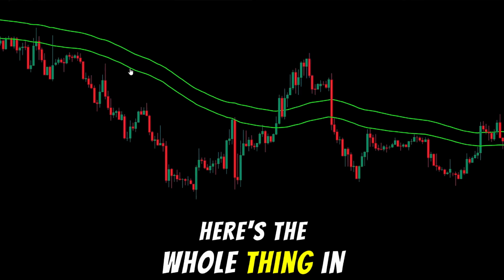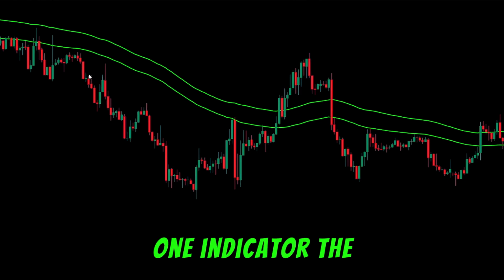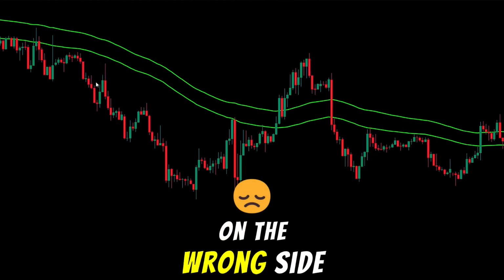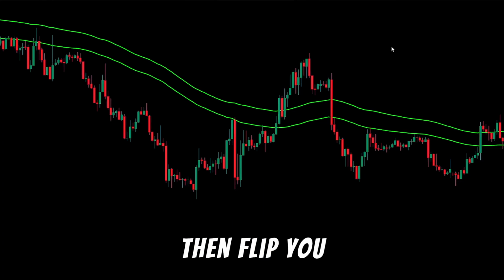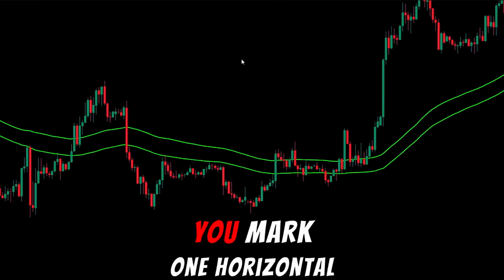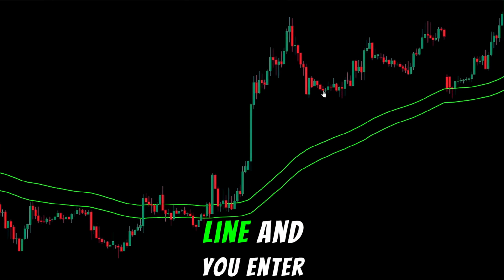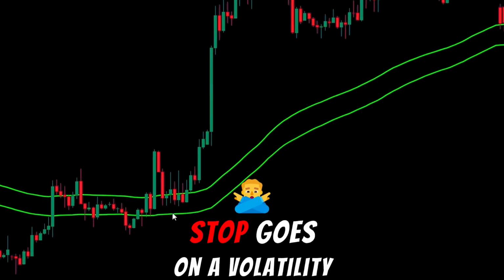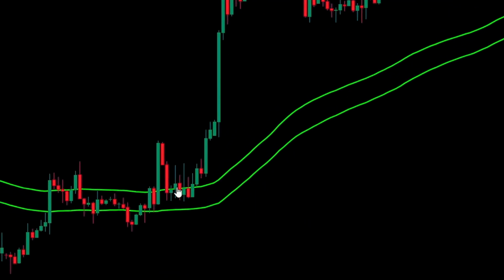Here's the whole thing in one breath. One indicator, the 50 EMA. Price has to be on the wrong side of it. Then flip. You wait for a small pullback. You mark one horizontal line, and you enter when price takes that line out. Stop goes on a volatility-based trail. Target is double the risk.